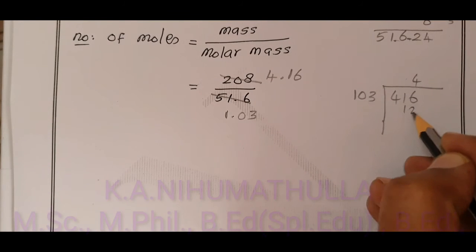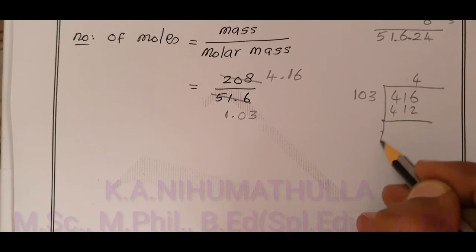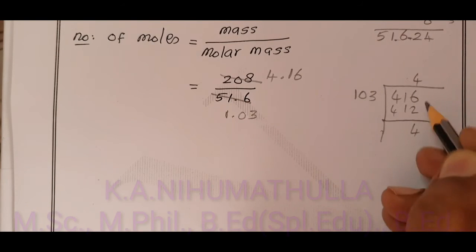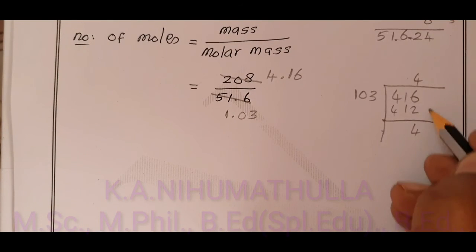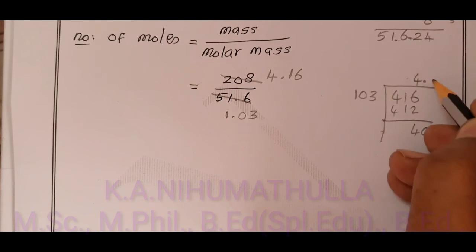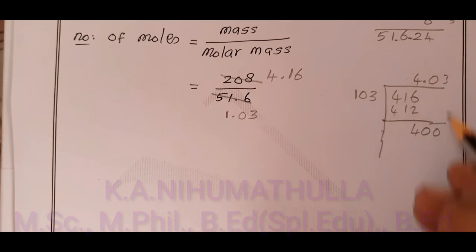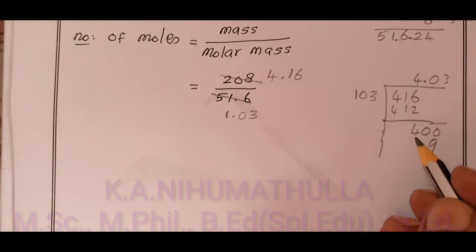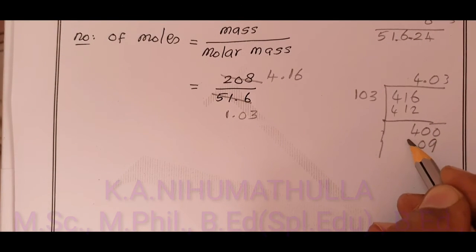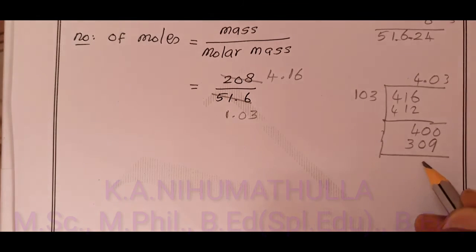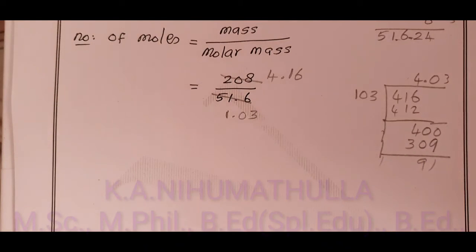4 into 3 are 12, 4 into 1 equal to 4. Then when you subtract, you will get 4. Then add 1 point here, 0, again 40, 0, 0, 400. 3 into 3 are 9, 3 into 1 equal to 3. When you subtract, you get 91. That is enough. So what is your answer?